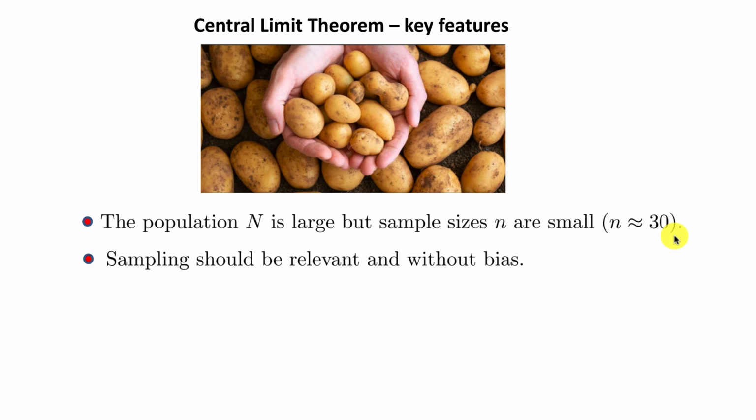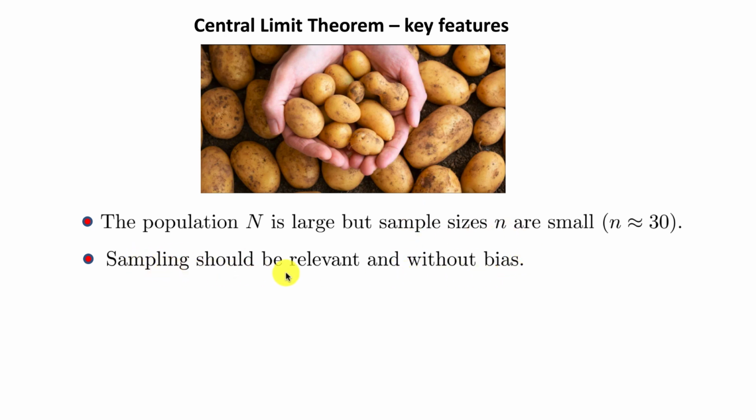Now, when you take a sample, that sampling should be relevant and it should be without bias. So, for example, if you're looking at the distribution of potatoes in a truck, then you shouldn't just look for large potatoes or for small potatoes, because that would be bias.